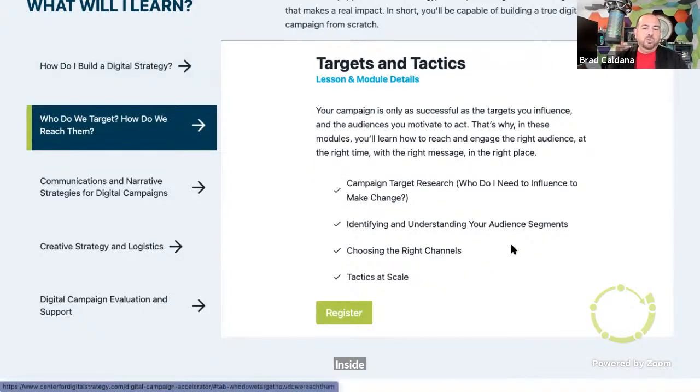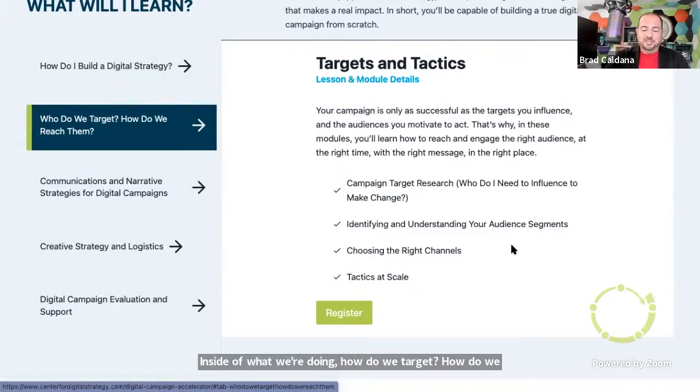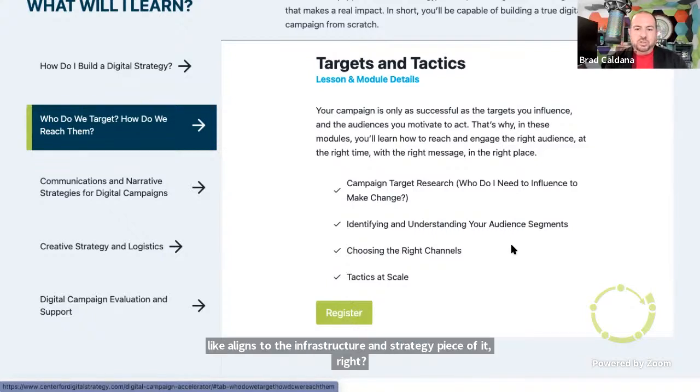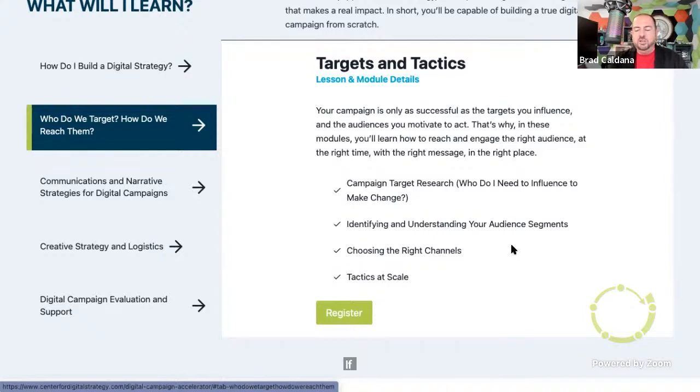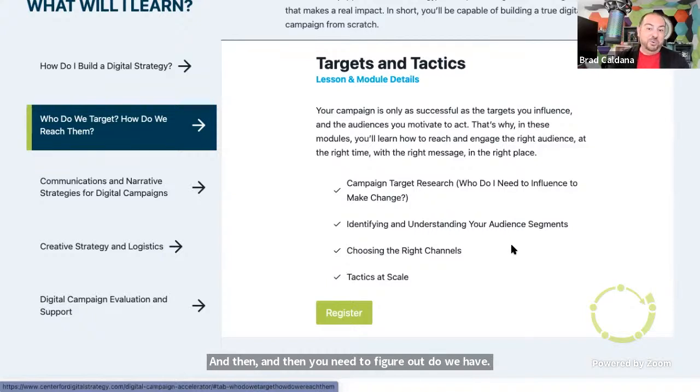How do we target? How do we reach folks? So targets and tactics. This is super important. It aligns to the infrastructure and strategy piece. If you need to figure out who you're trying to target and move in the world, engage and influence, then you need to figure out whether you have the infrastructure and capacity to reach these people.